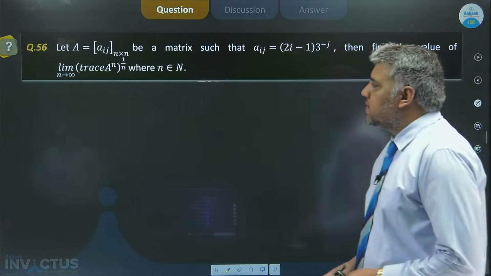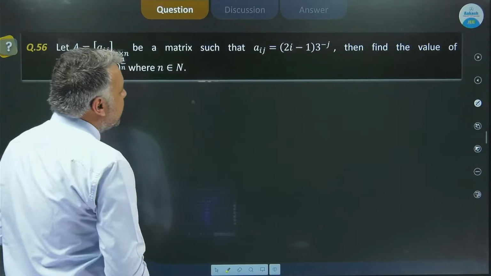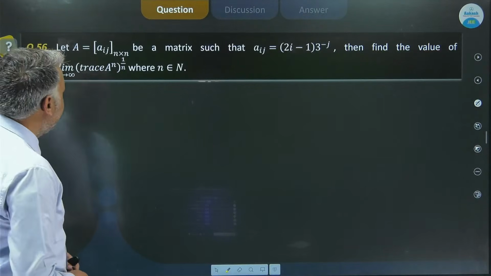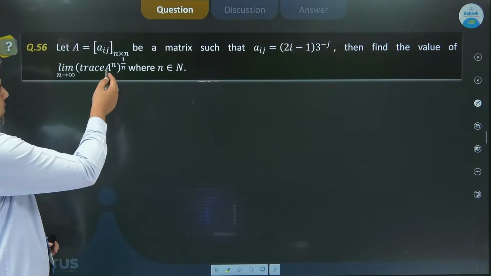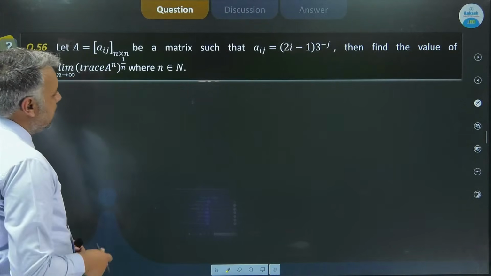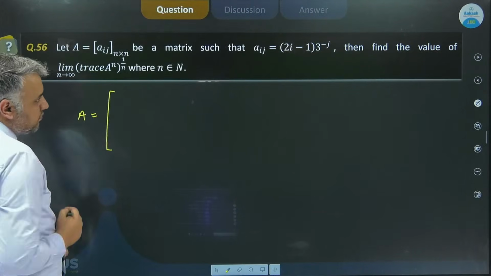Okay, question 56. There is a matrix whose entry is Aij = (2i - 1) into 3 power -j. Then we have to calculate the trace of (A power n) whole power 1 by n when n tends to infinity. Okay, we can write A as a product of two matrices.